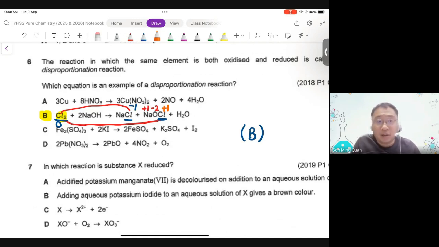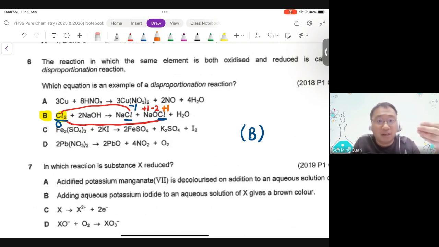So the oxidation state went from 0 in Cl2 to -1 in NaCl. That's reduction. At the same time, the oxidation state of chlorine went from 0 to +1 in NaOCl. That's oxidation. So the same element, chlorine, is both reduced and oxidized in this reaction. Therefore, B is a disproportionation. Okay, so I hope you get the thinking process.